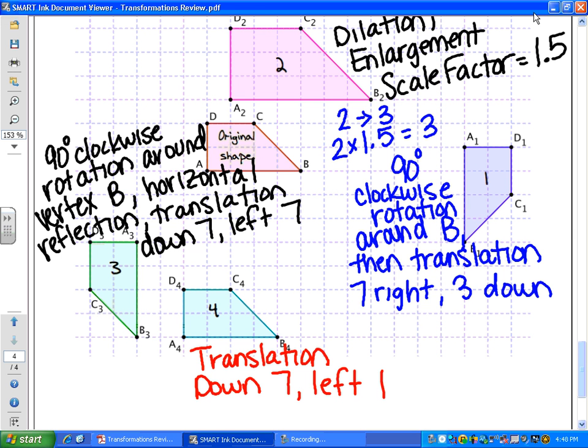Okay, shape 3. One possibility would be a 90-degree clockwise rotation around vertex B, then a horizontal reflection over, and I should probably say the line segment AB. Okay, so that's a vertical line now. Then translate it down 7 and left 7. Okay, and then finally, number 4, that one was just a straight translation. We went down 7, left 1, or you could say left 1, down 7.